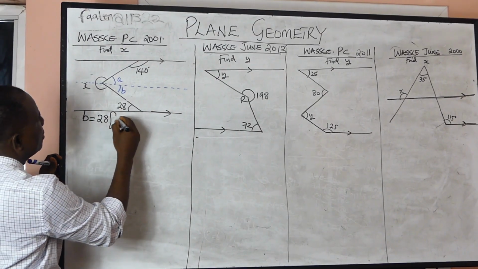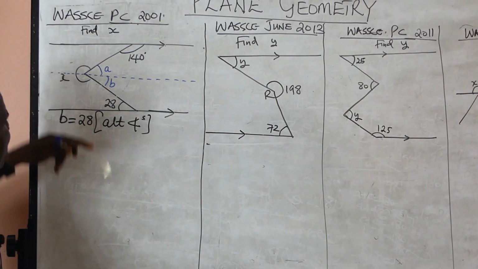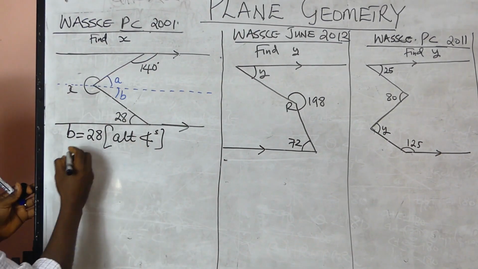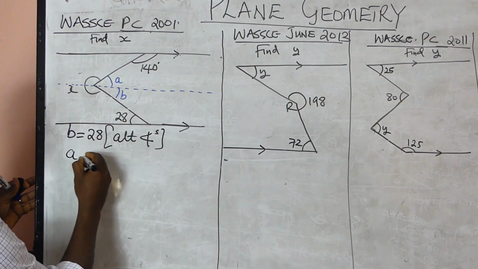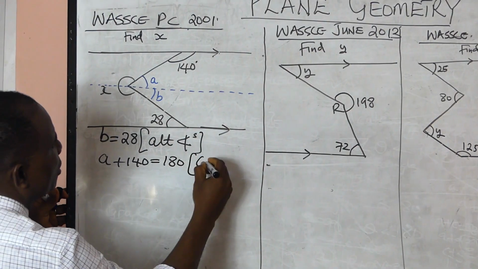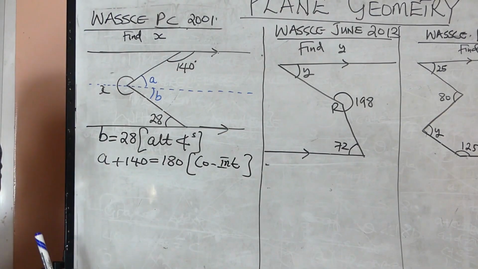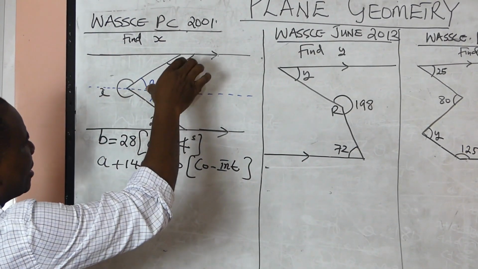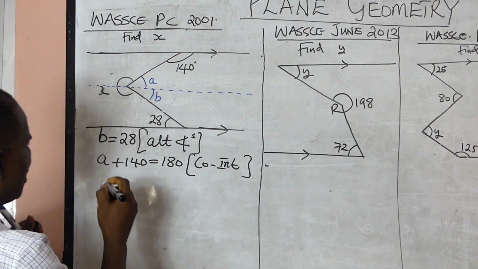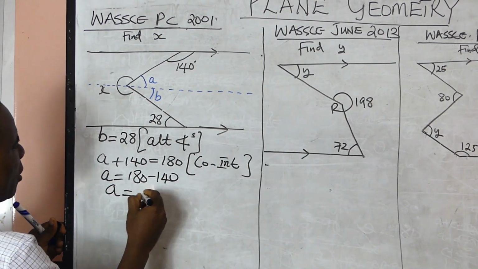Why? We said Z angles, that is alternate angles, are equal. Because this is alternate to it, or Z to this, we can say 28 equals B. We can also go with a relationship between A and 140. They will always sum up to 180. What is the reason? Co-interior angles are supplementary. Supplementary means they add up to 180. There is a room here, and these two are in that room. So A plus 140 gives me 180. I can find A from there: 180 minus 140, so A is equal to 40.